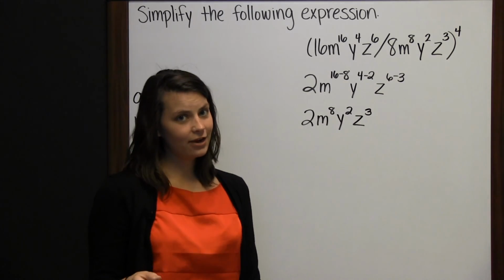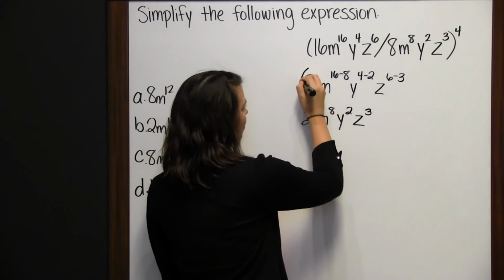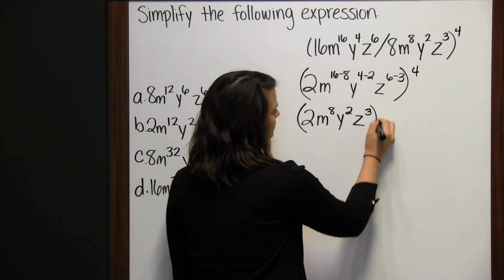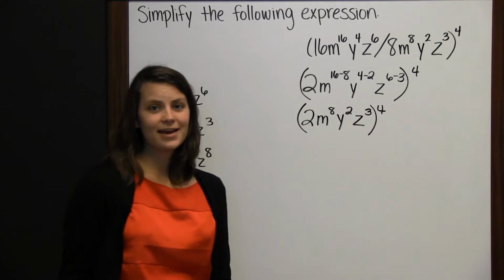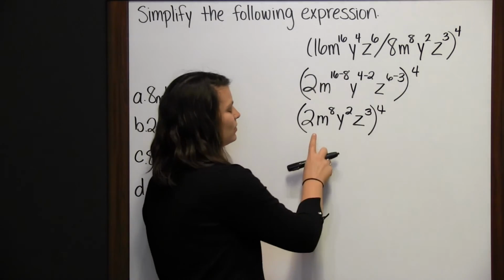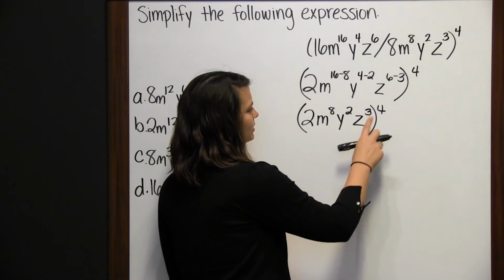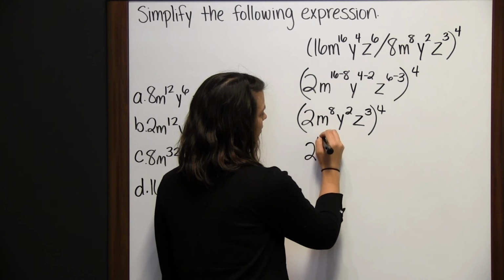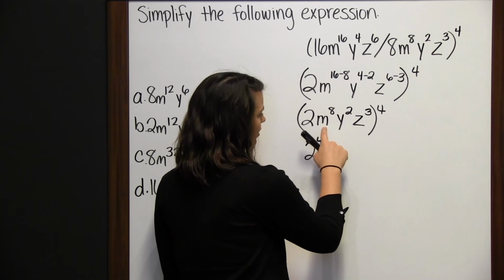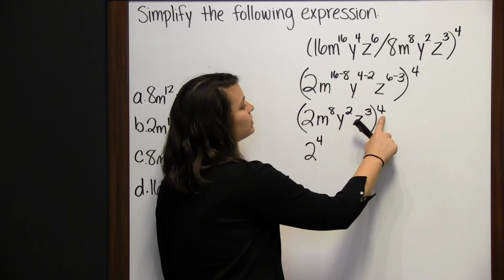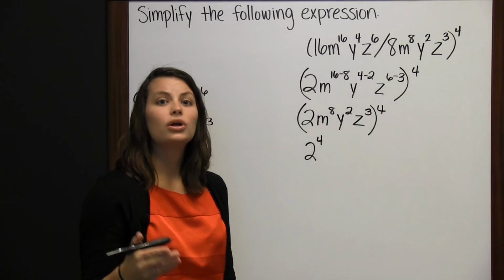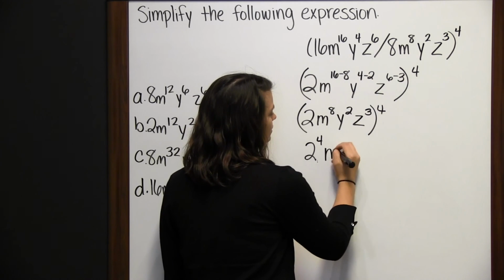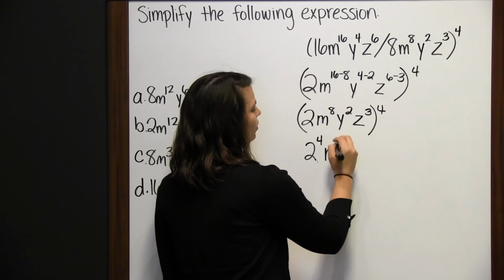We have to be very careful to not forget that all of this is supposed to be raised to the 4th power. So we're not done yet. Now we need to raise everything inside our parentheses to the 4th power. So we'll start with 2 to the 4th. Then we have m to the 8th raised to the 4th. We're raising a power to a power, so we must multiply our exponents. So m to the 8 times 4 is 32.